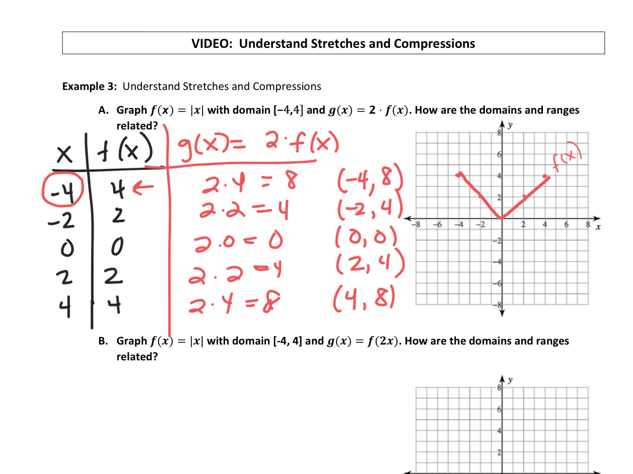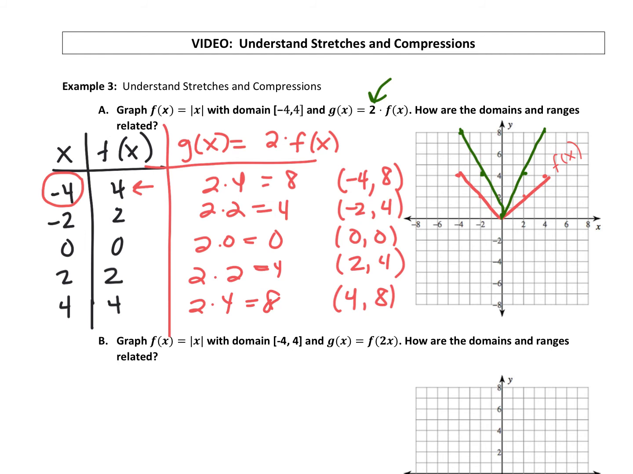So let's go ahead and plot those points on our graph, and we can see how the graph looks different when you multiply the function by a 2 out front. So -4, 8 is up here, -2, 4 is right here, 0, 0, 2, 4, and 4, 8. So visually, we can see that our original function got stretched. It's just stretched up. It had a vertical stretch. And then this 2 right here is the factor by which it's stretched. It's stretched by a factor of 2.